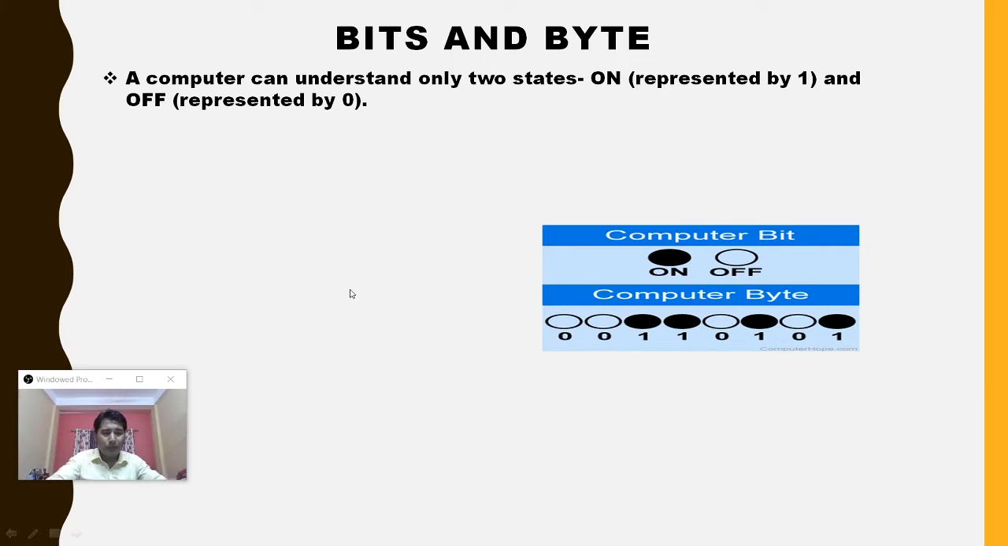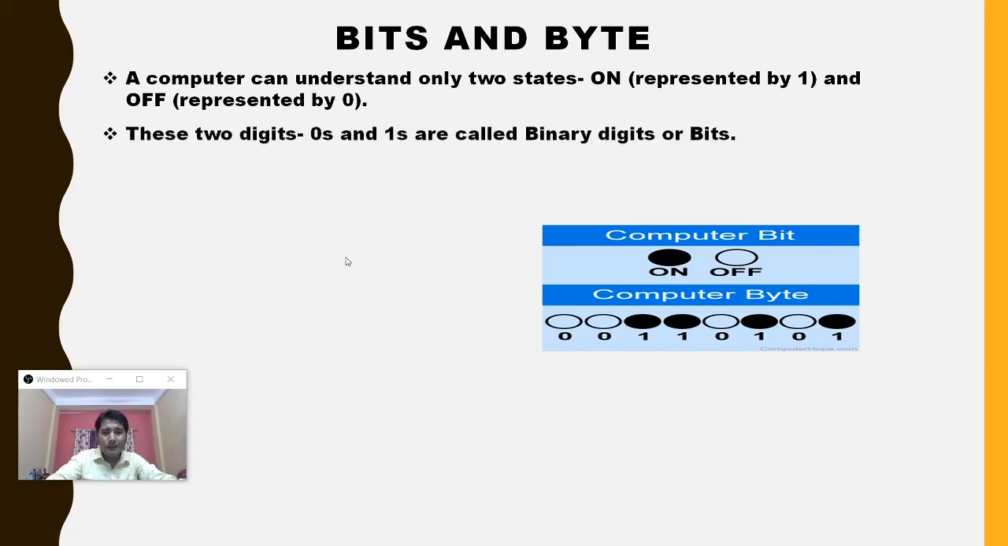The programs designed by the programmer are in a high level language, that is using alphabets, mathematical symbols, and some special symbols. Now we know that the computer does not understand anything other than 0 and 1. So all these things need to be converted into 0 and 1 so that the computer can understand. These two digits, 0 and 1, are called binary digits or bits.